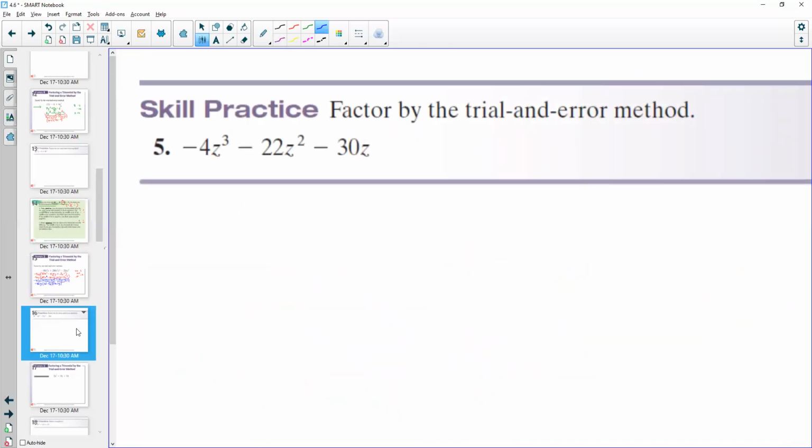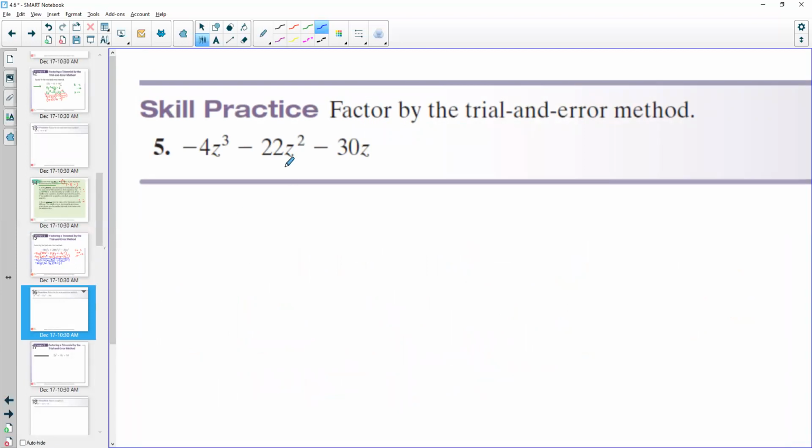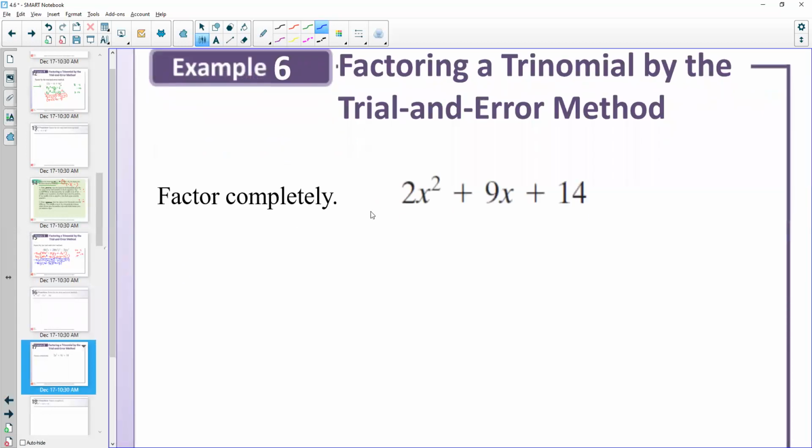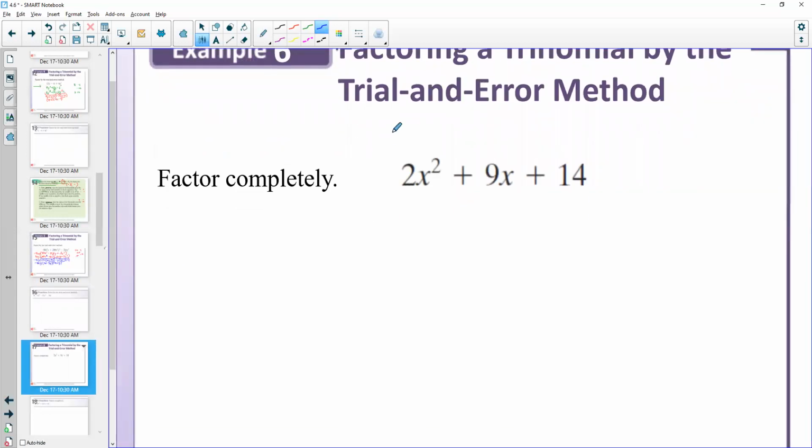That's another example you can try. This one has a common term, just like the last one. Let's try this one: 2x squared plus 9x plus 14. So 2 times 14 is 28. I need factors that multiply to 28 and add to 9. Let's think about ways to make 28. 1 and 28, nope. 2 and 14. I know the signs have to be the same, both plus or both minus, because that's a plus. So 2 and 14 doesn't get it. 7 and 4, and that's really it. 7 plus 4 is 11. Negative 7 and negative 4 is negative 11. That's not going to work.